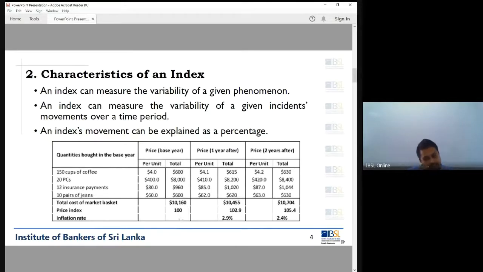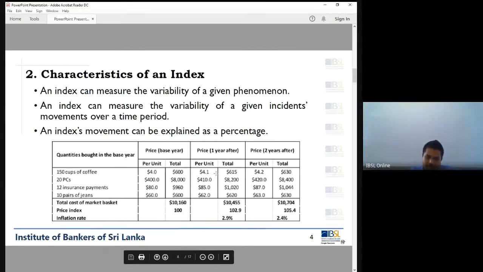Importantly, under the indexing, what we are doing is that for the starting point, we are going to give the index value as 100 or 100%. So technically, we are going to equate this 10,160 to 100. Simple as that. We don't have to do any more math, just that 10,160 shall be equal to 100 is our starting point. Okay. Then we move on to the second year.